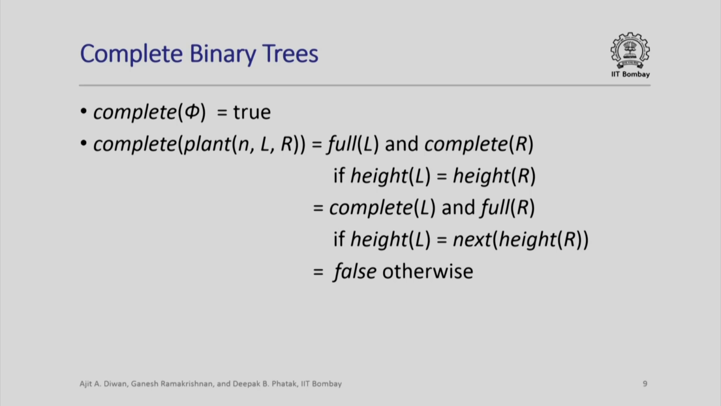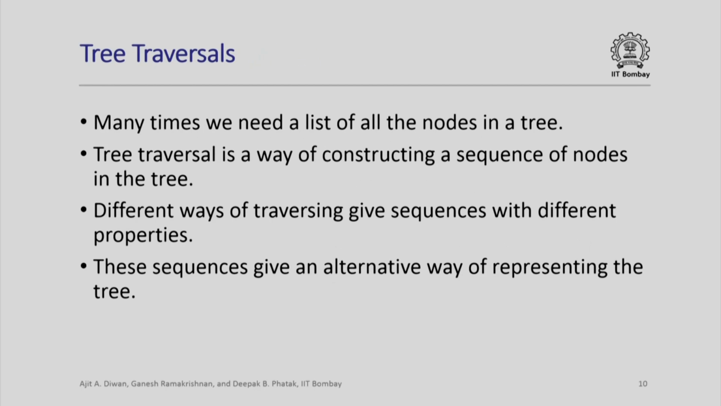Otherwise, if the height of L is 1 more than the height of R, then L itself must be a complete tree and R must be a full tree. These are the only cases when complete will be true, and if the height of L is not equal to the height of R and it is not equal to 1 plus the height of R, then complete will be false. So, this is a different way of defining complete trees, but you can see this is equivalent to many other definitions that you will find elsewhere.